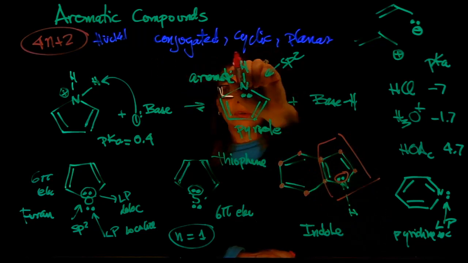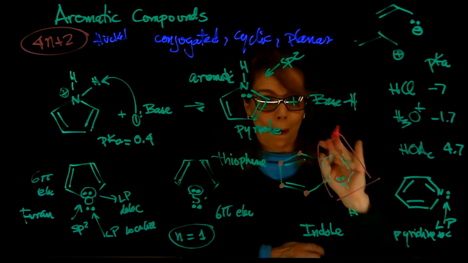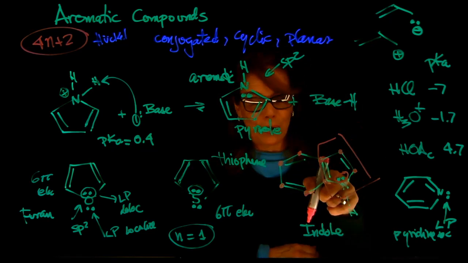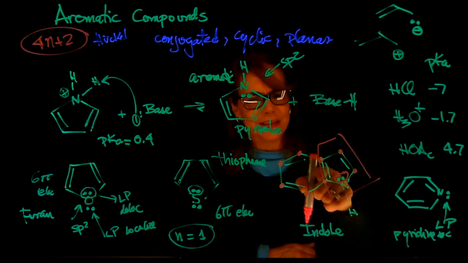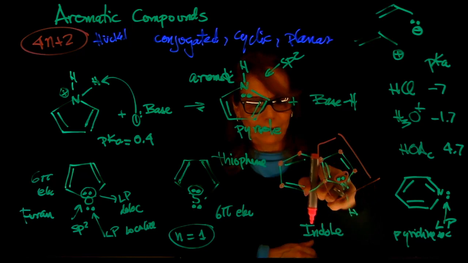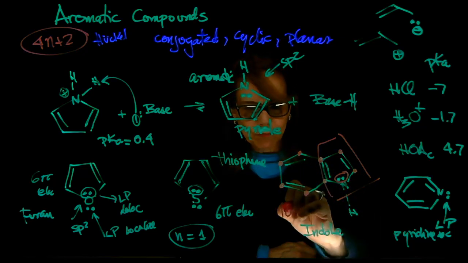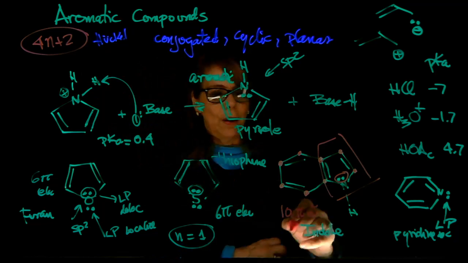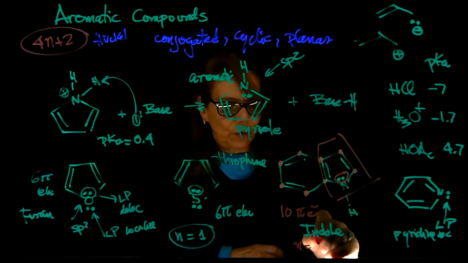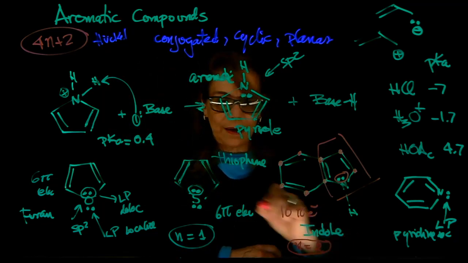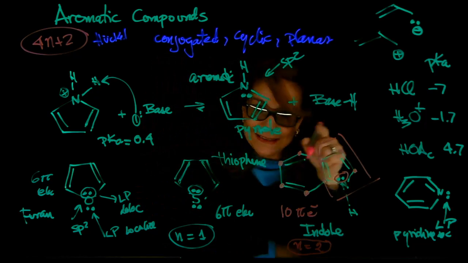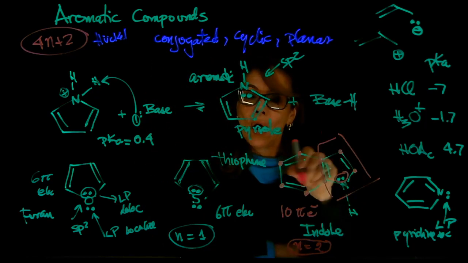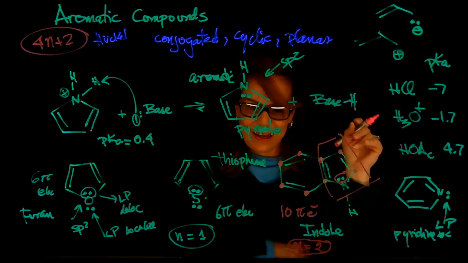So it's fully conjugated. It is cyclic and planar. How many pi electrons? Now we count those. And so we say 6, 2, 4, 6, 10 pi electrons. So that means Hückel's rule for n equal to 2; replace that in the equation. Remember that n is always an integer. So indole is also an aromatic compound.